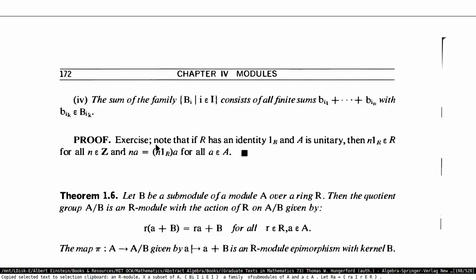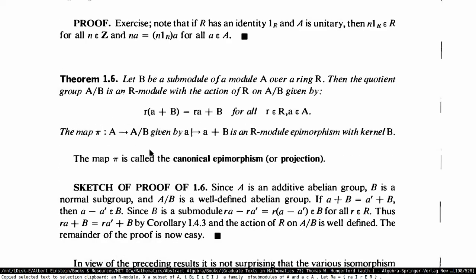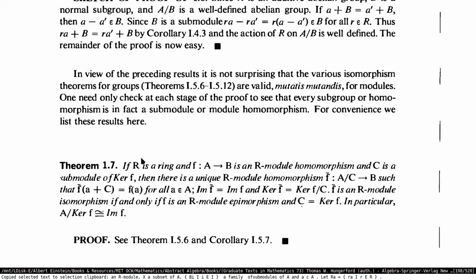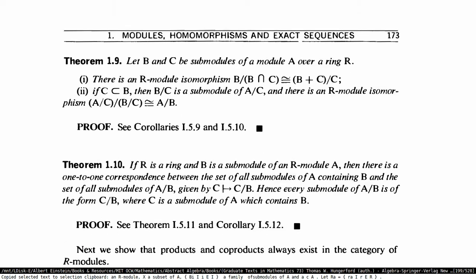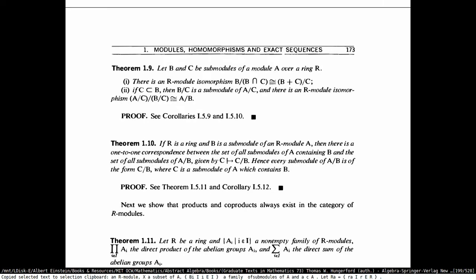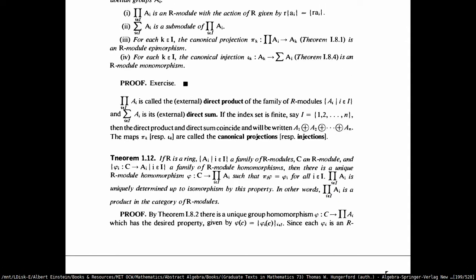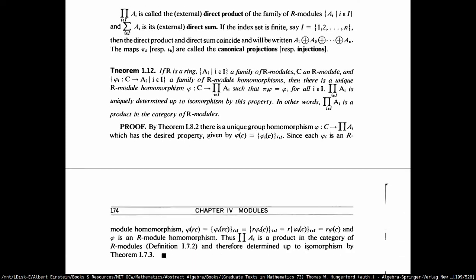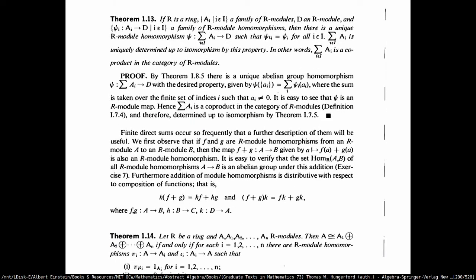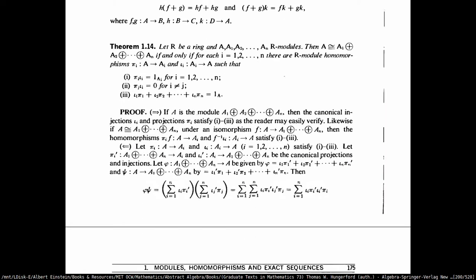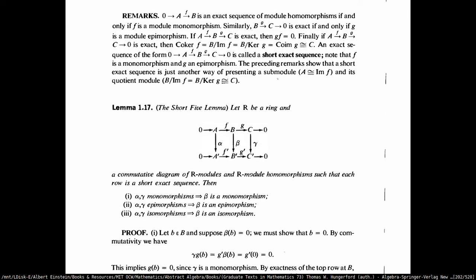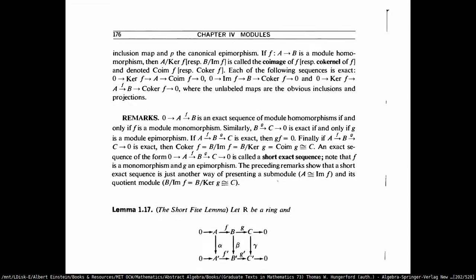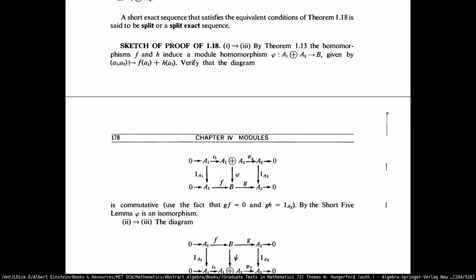Right, so I'm kind of trying to think where he's going with this. Right, so we have the direct sum, the direct product. We define the category of R modules. Okay. And we have the exact sequences, so a bunch of things to go through, so we better speed up.